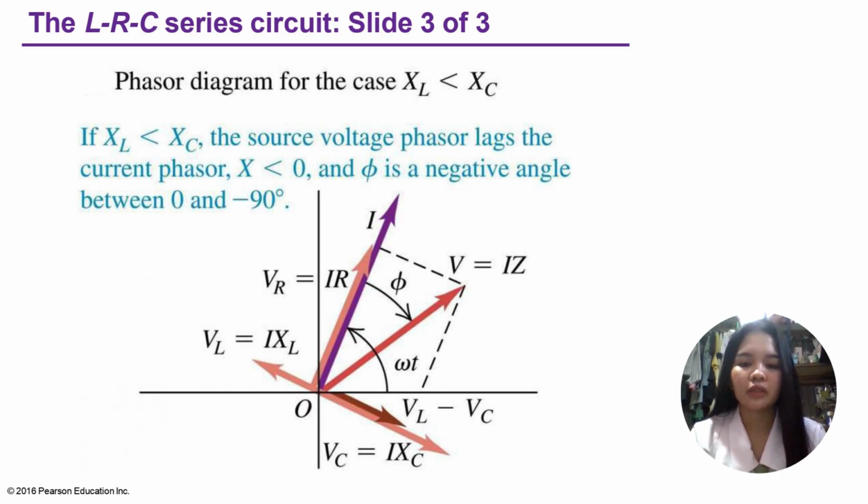This phasor diagram illustrates the case where the inductive reactance X_L is less than the capacitive reactance X_C. So in this scenario, the source voltage phasor lags the current phasor and the phase angle is negative. The source voltage phasor is still the vector sum of the individual voltage phasors across the resistor, inductor, and capacitor. The key difference is the relative magnitudes of V_L and V_C, which affect the overall phase angle between the source voltage and the current.